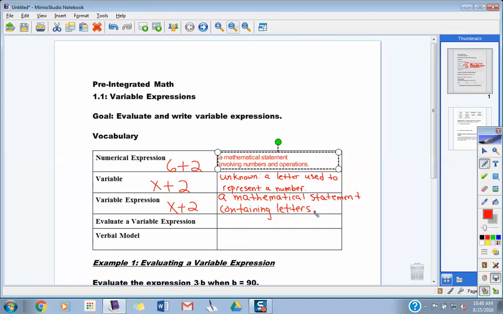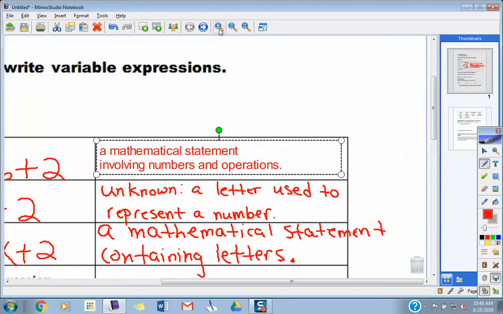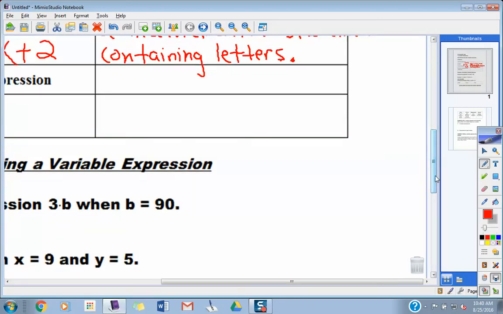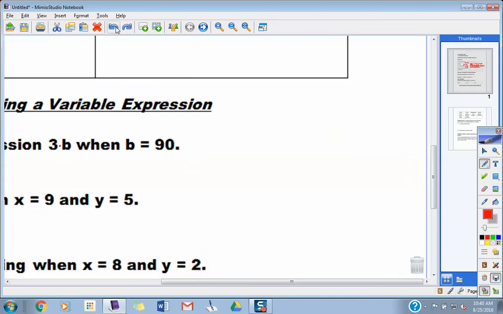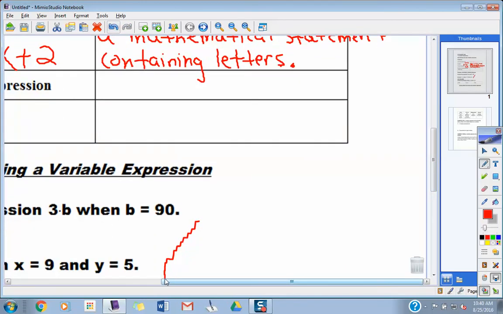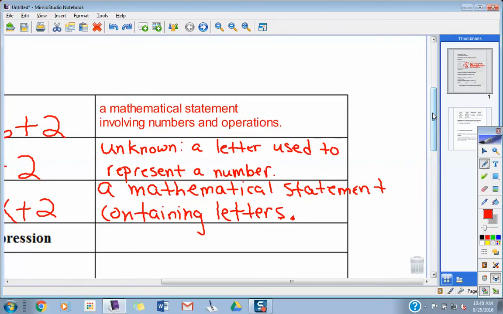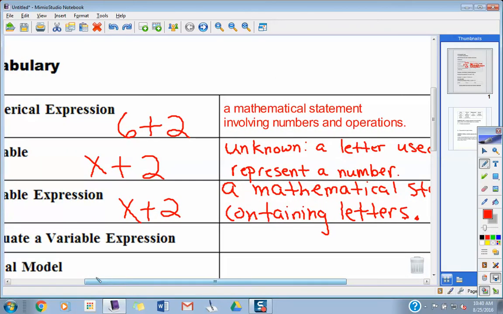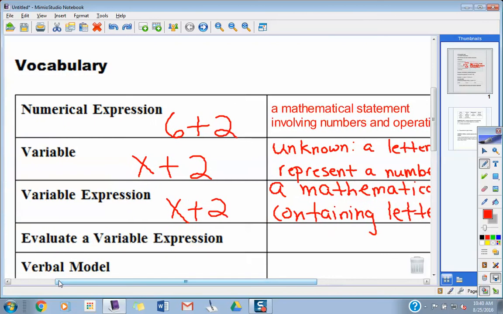Okay. Then to evaluate a variable expression. What does this mean? Well, I'm not even going to give you a definition. The word evaluate we already talked about. The word evaluate means... third time's charm. To evaluate a variable expression, it just simply means to solve.